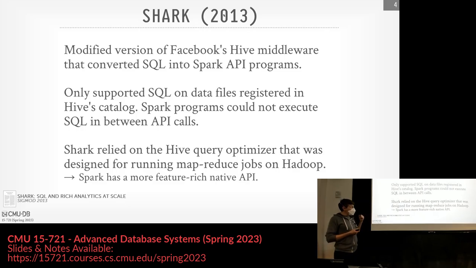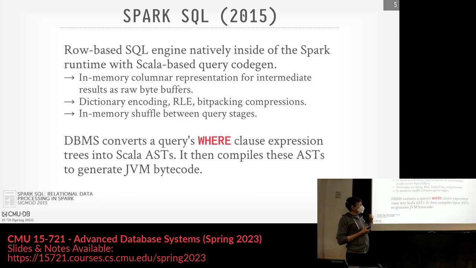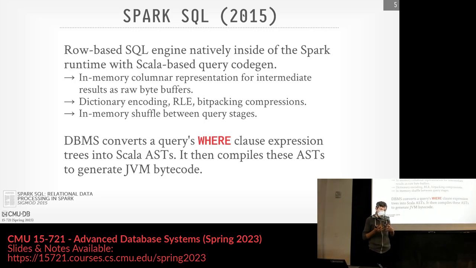So Shark was the first prototype for this. Then they came up with Spark SQL, which still exists today. As far as I know, Shark is deprecated. Nobody's actually running that now. If you're running Spark locally without Photon on Databricks, and you run SQL queries, you're going to be running Spark SQL. So this is the second iteration of doing SQL on top of Spark. And for this one, it was going to be a module native to the actual Spark runtime. Whereas Shark was a standalone middleware, like Hive is, Spark SQL is directly inside of Spark itself, right?